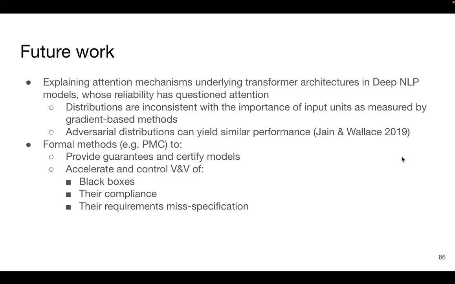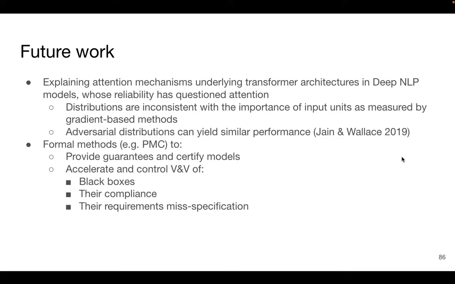So when these distributions are inconsistent with the importance of the input units as measured by gradient-based methods, we need extra unit tests to properly explain. Also, adversarial distributions can mimic this and somehow provide a totally different picture. We need to account for that. So maybe some formal methods, like probabilistic model control, we could borrow from the more formal disciplines, some more formal approaches to verify and certify that.